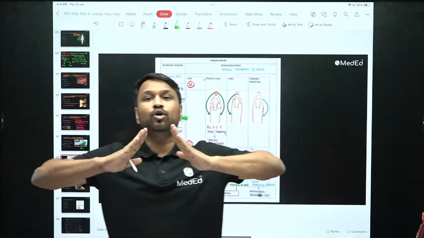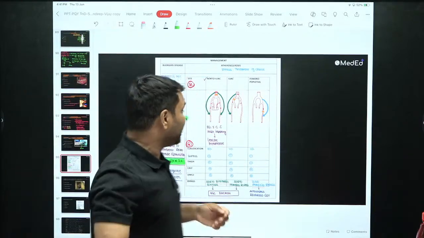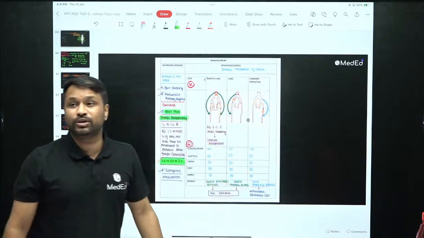Why? If you put it in normally, the valves will be oriented such that they will not allow the blood to flow. When you reverse it, the valves will facilitate the blood flow from the iliac vessels into the popliteal artery.